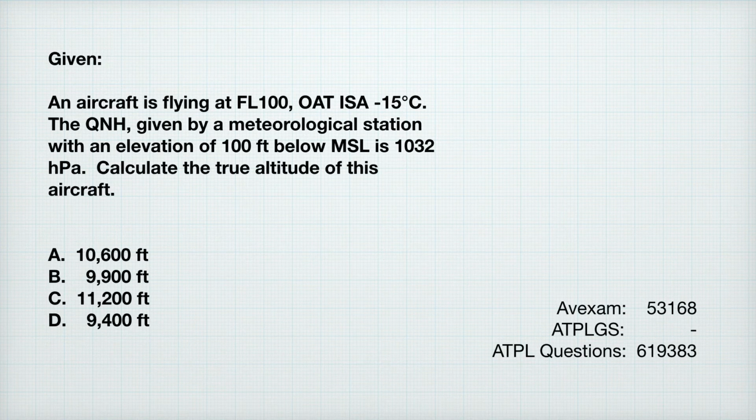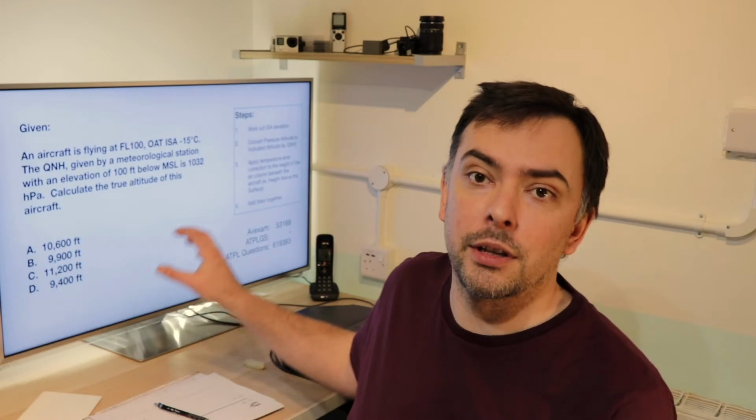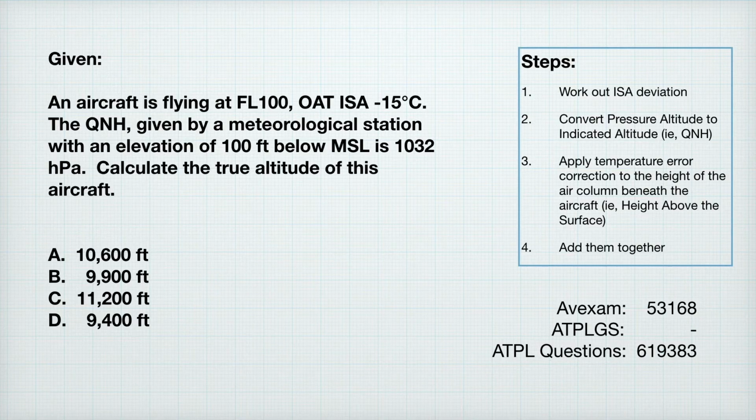So here we go. The question says, an aircraft is flying at flight level 100. The outside air temperature is ISA minus 15. The QNH given by a meteorological station with an elevation of 100 feet below sea level is 1032. Calculate the true altitude of this aircraft. Okay, not too much going on there. You'll know from the previous video that I'll put the steps up on the screen to help you work out how to get your head around this question.